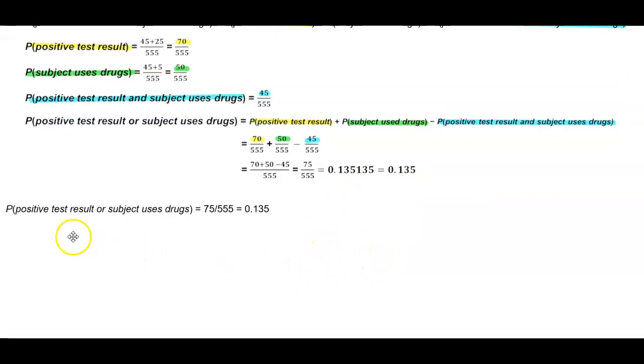So that means that the probability that you have a positive test result or the subject uses drugs is equal to 75 over 555, which is equal to 0.135.